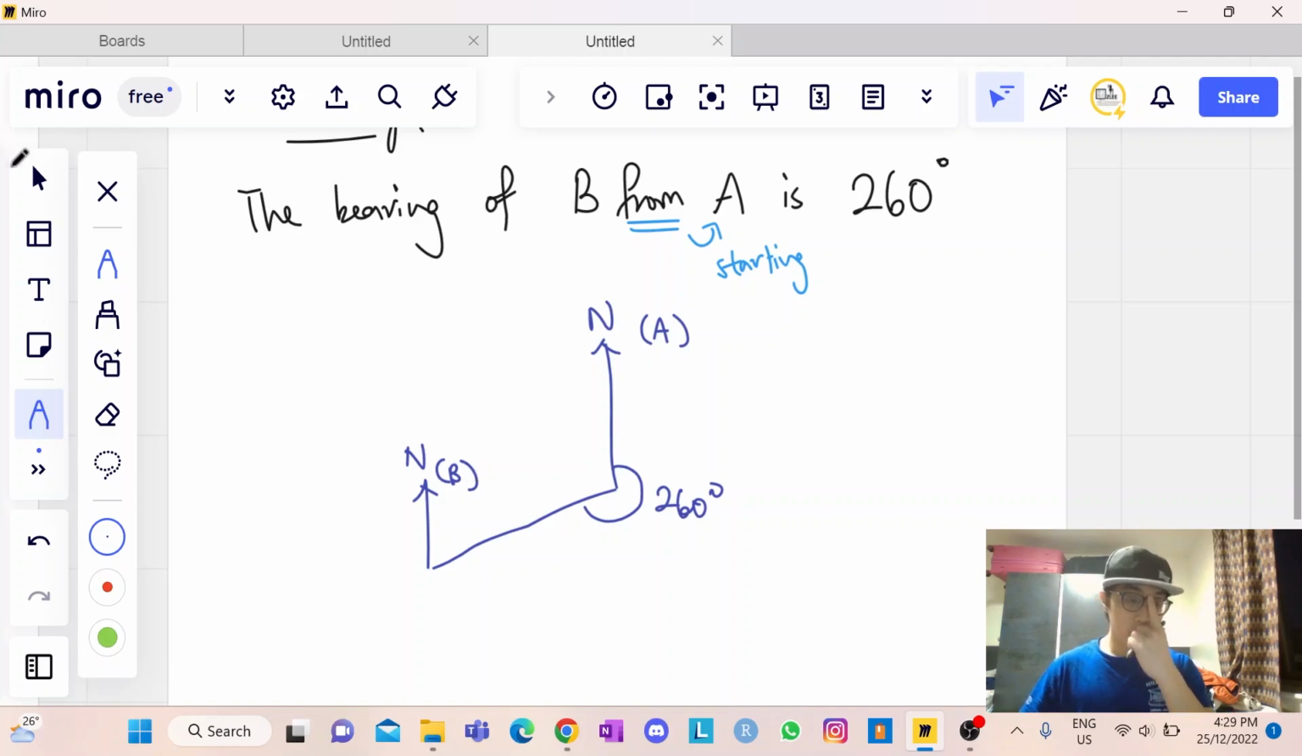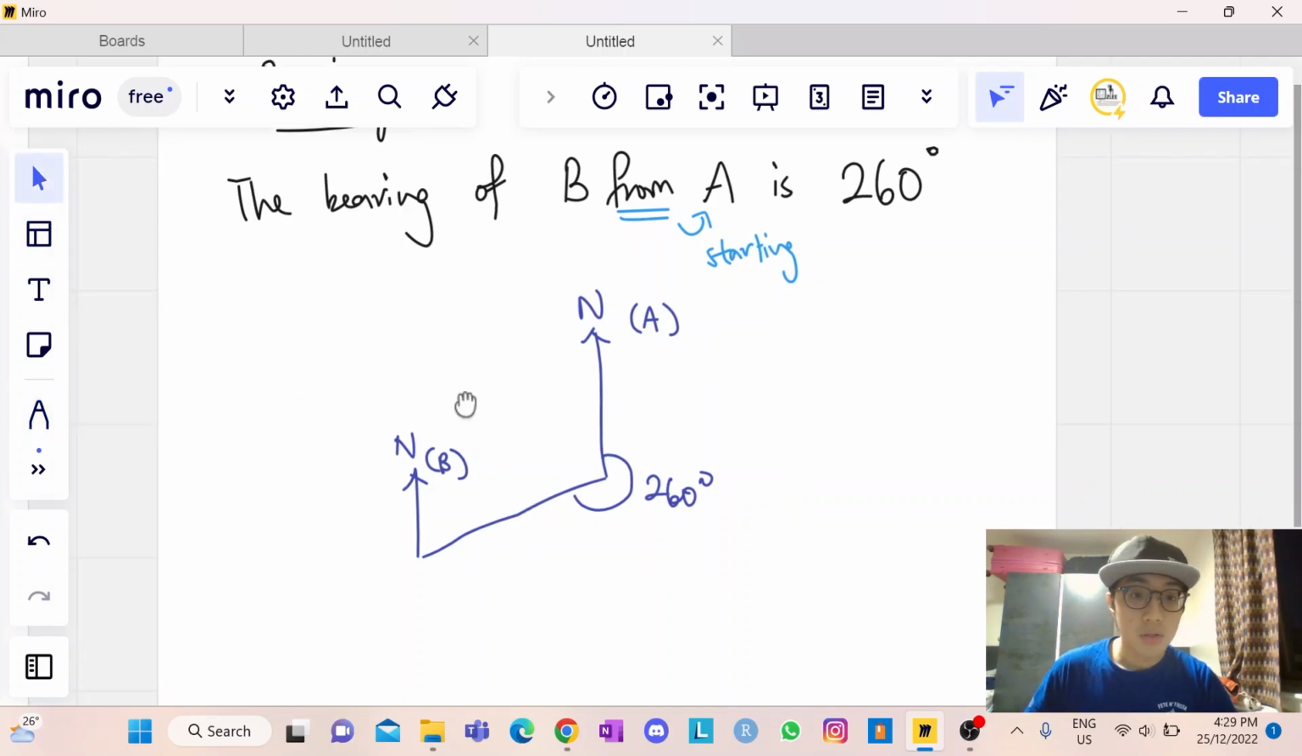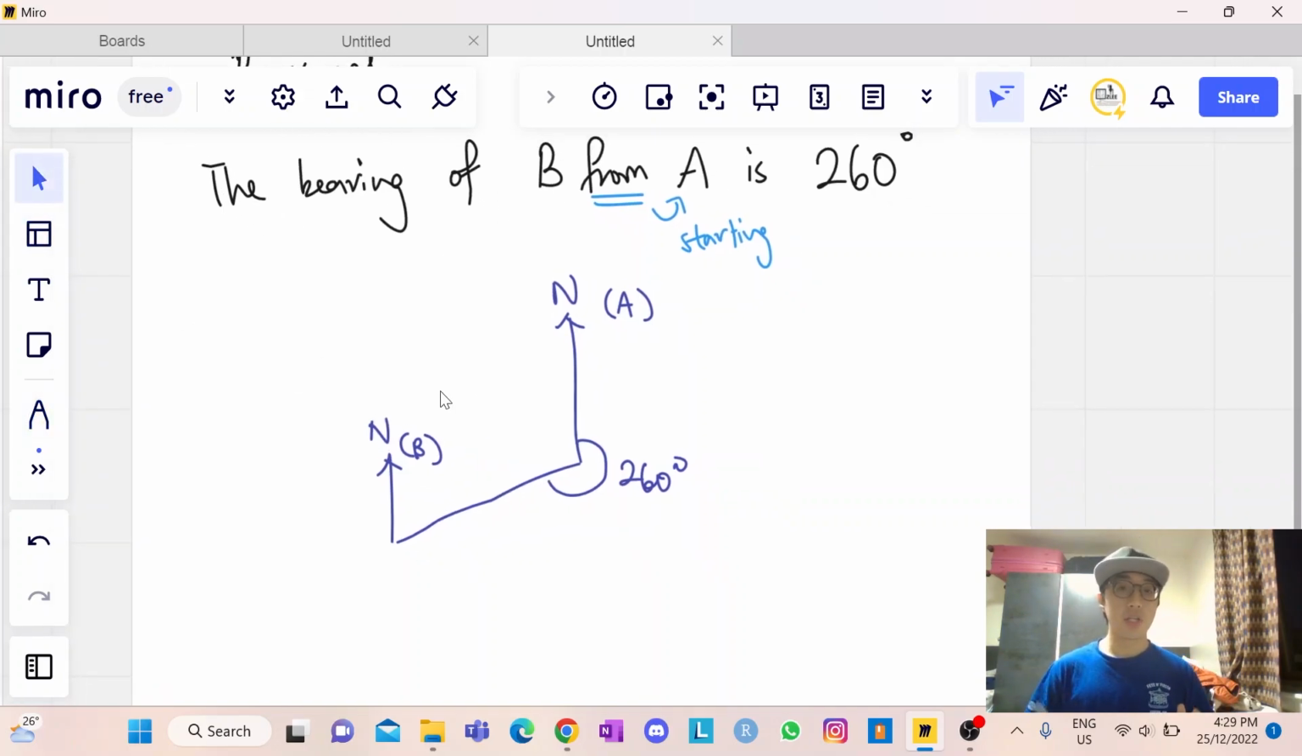So this is the diagram and the information that you can get from the statement given: the bearing of B from A is 260 degrees. This is how you're going to use the bearing. From the north clockwise 260 degrees, you touch this line right here, you draw all the way until B, and then maybe they will say the distance between A and B is so much, then you can calculate.